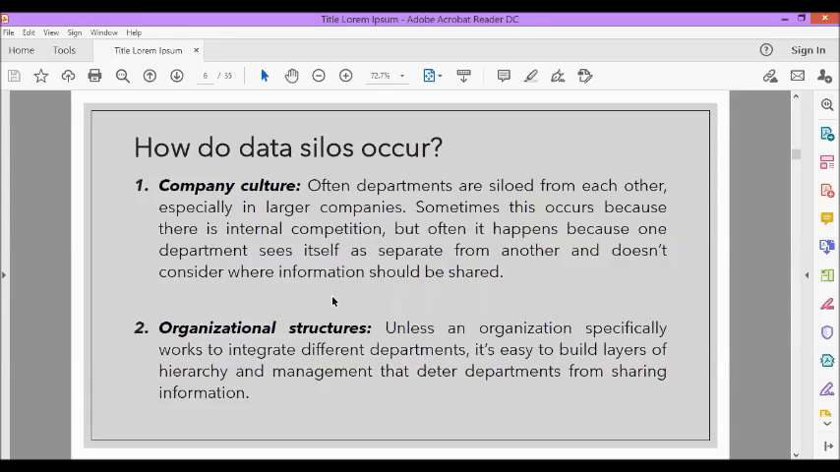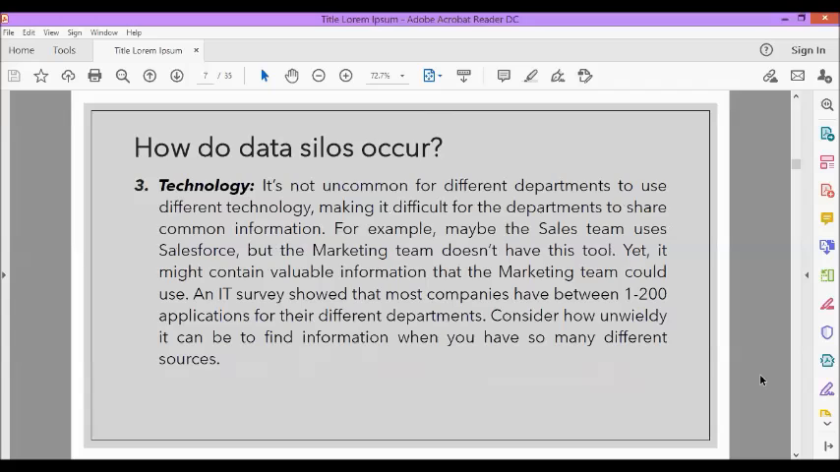For organizational structures, unless an organization specifically works to integrate different departments, it's easy to build layers of hierarchy and management that deter departments from sharing information.